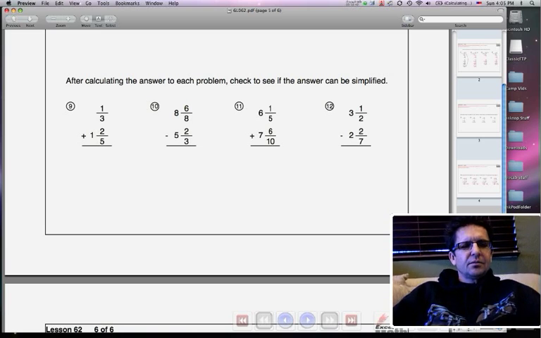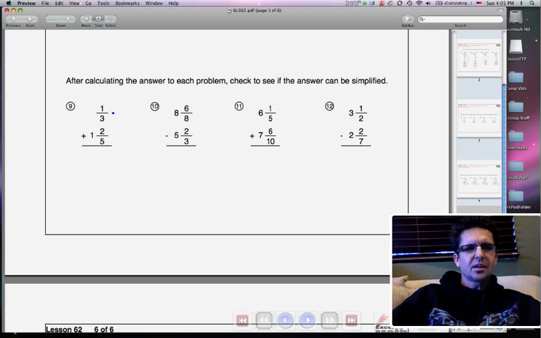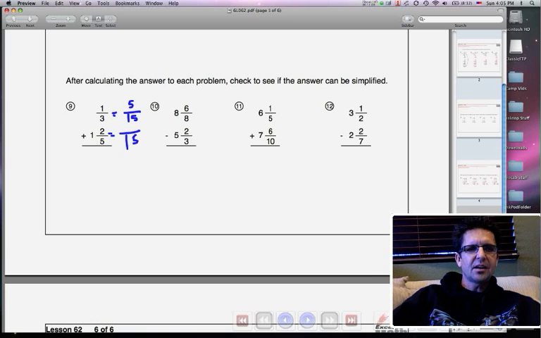All right, the first one, 1/3 and 2/5. Got to find a common denominator. 5 and 3. Skip count by 5s. 3 does not go into 5. 3 does not go into 10. 3 does go into 15. And so we'll put a 15 for our common denominator. 3 times 5 is 15, so 1 times 5 is 5. 5 times 3 is 15, so 2 times 3 is 6. And you add it up and get 1 and 11/15. Well, there's no way to simplify 11 other than dividing by 11. Can't divide 15 by 11, so that's already simplified.